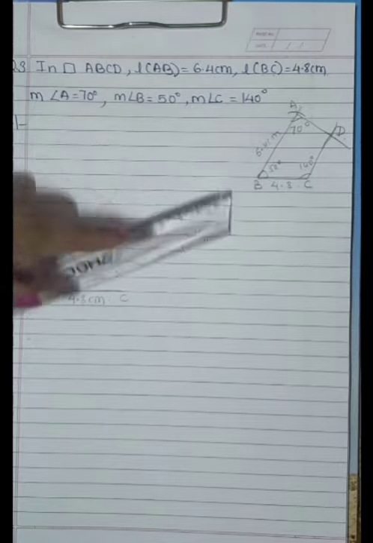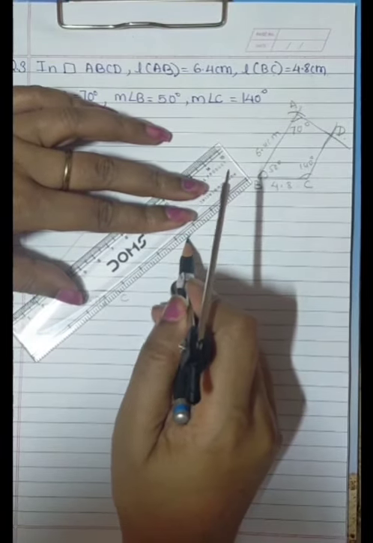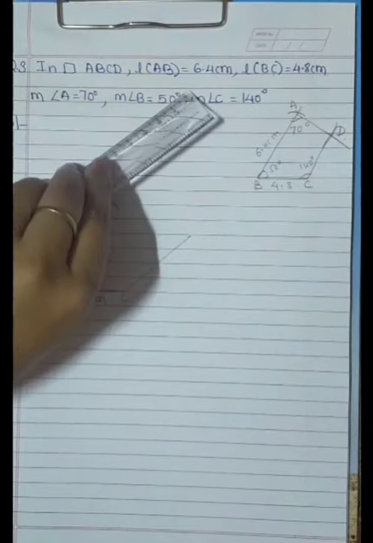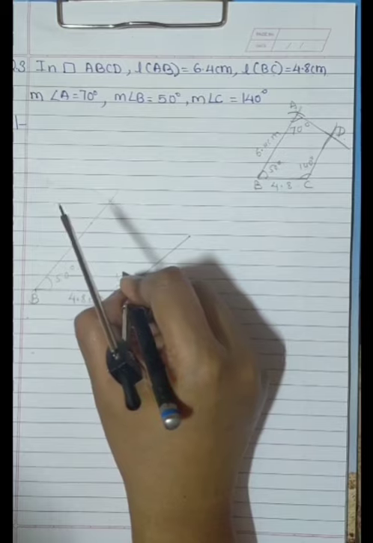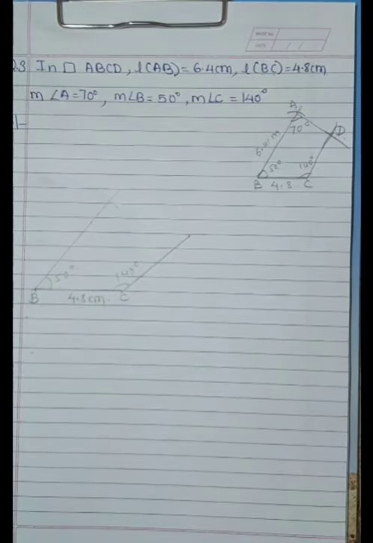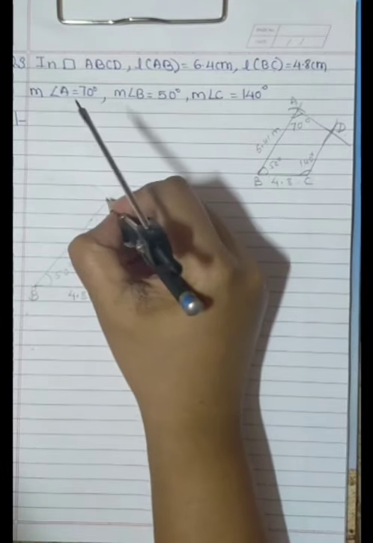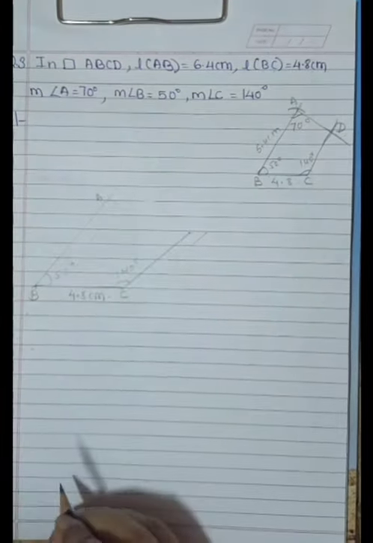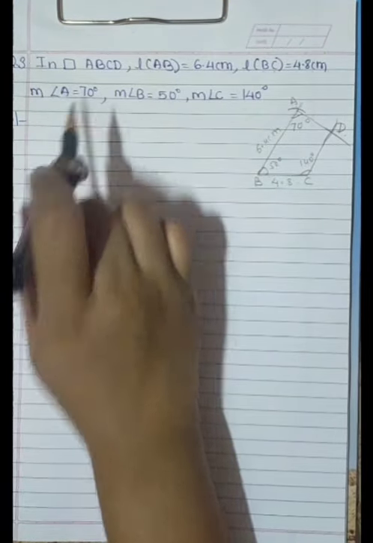So this is 140 degree. Okay, 140 degree. Now this point is our A. Okay, and what is given? Measure angle A is equal to 70 degree.